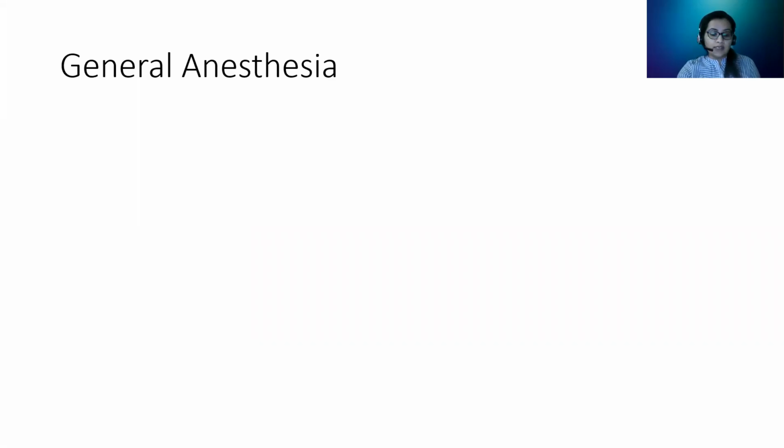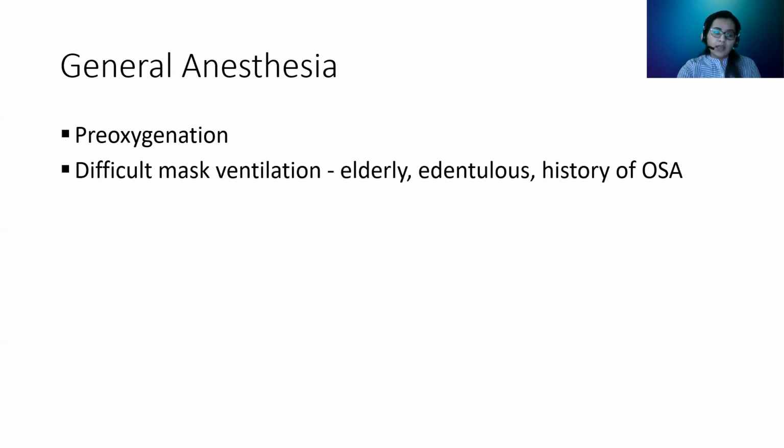Most of the points related to general anesthesia in geriatric patients have already been covered in the last lecture or at the beginning of this lecture. To summarize, we should pre-oxygenate these patients before inducing general anesthesia because of decreased arterial oxygen tension and also due to decreased other pulmonary function with age.